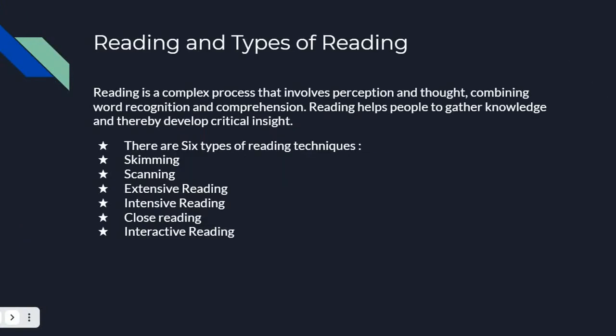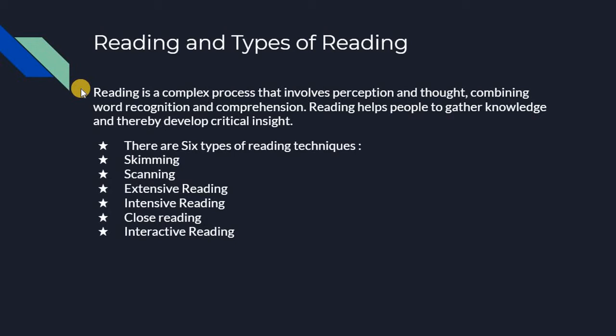Now, reading is a complex process that involves perception and thought. So whenever we are reading, we are consciously engaged in the activity of reading. It involves both perception, your consciousness, and thought, your thinking ability, combining word recognition and comprehension. And how does reading happen? Reading happens by combining word recognition and comprehension.